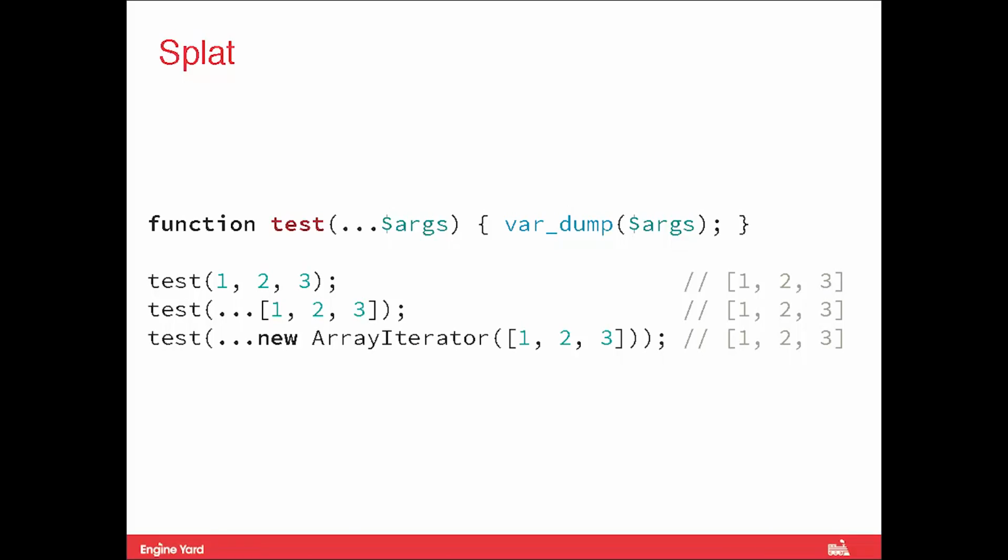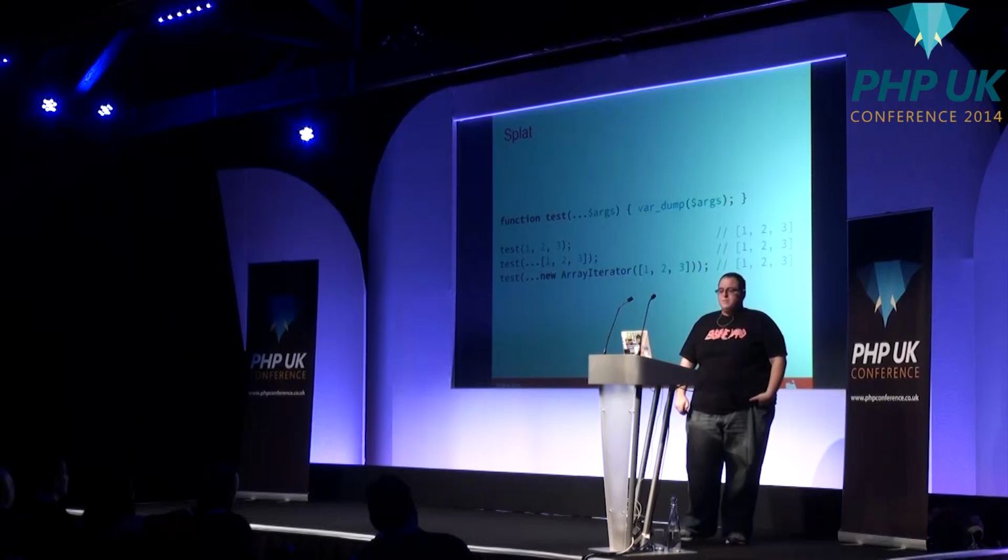So if we look at some examples here, function test, we've got a variadic in there, so our arguments that come in, and then we're calling it with either 1, 2, 3, which is standard, that'll var_dump as an array in our args, or we can do our new splat operator, pass in an array or an array-like object. So splat is kind of cool.